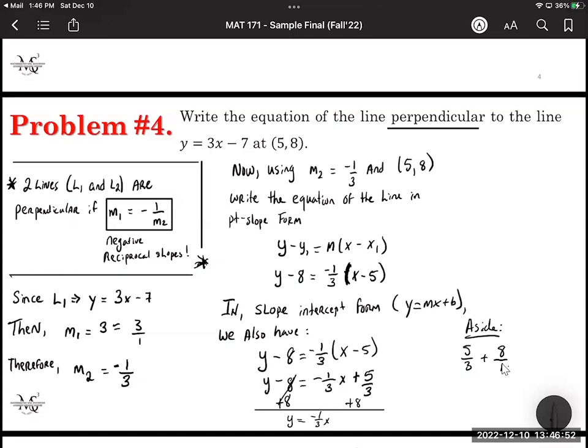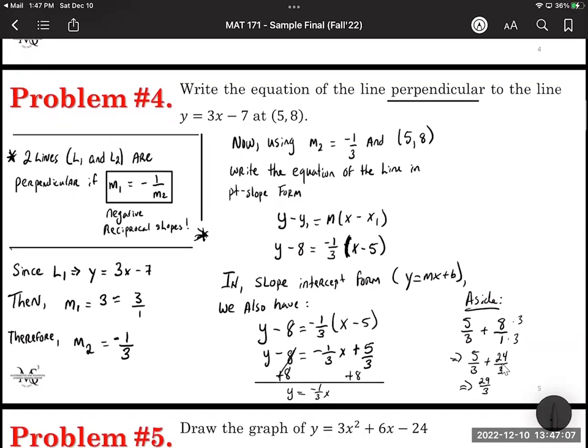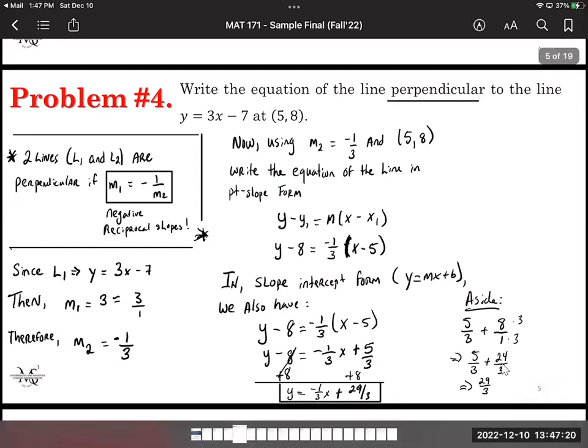So I multiply 3 top and bottom. So this will be 5/3 plus 8 times 3 is 24 over 3. 5 plus 24 now is 29, so we get 29 over 3. So you get y equals negative 1/3 of x plus 29 over 3. And that would have been your final answer to problem 4.